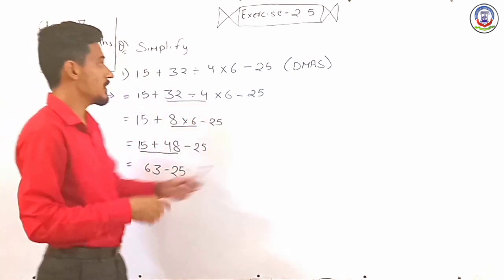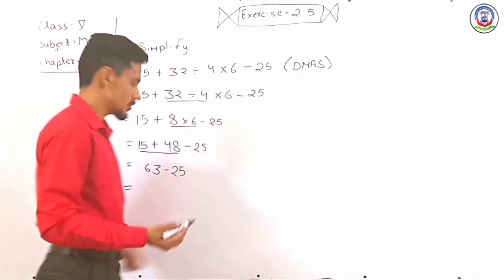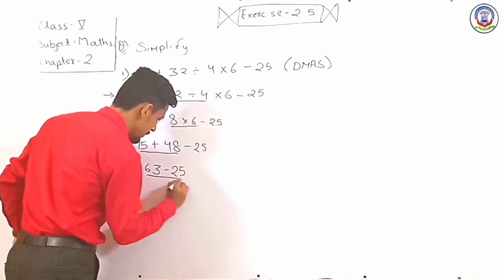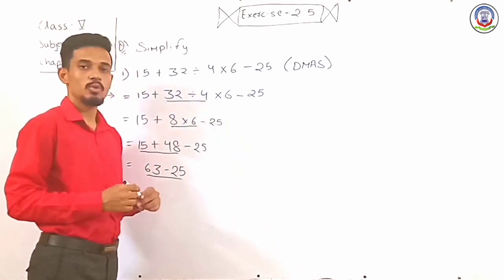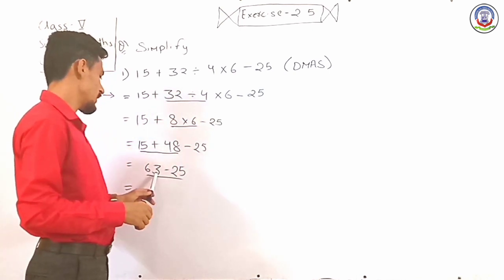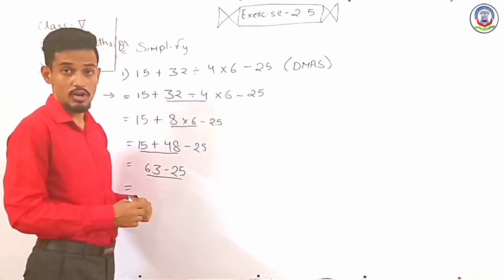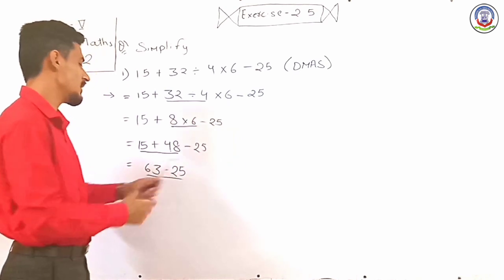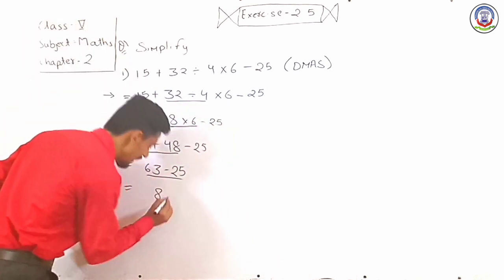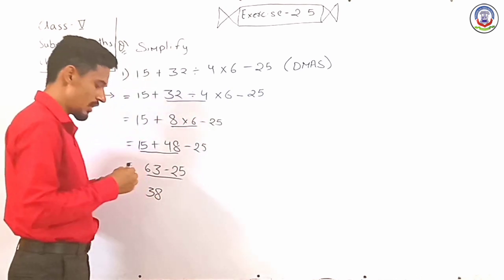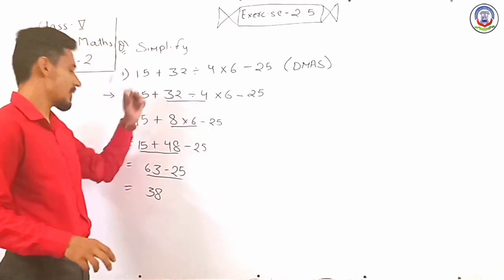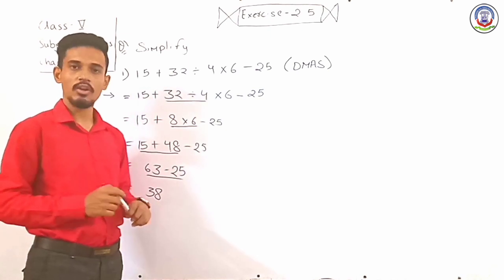Now in the last we have subtraction. As we know, 63 subtract 25. First, 3 subtract 5 is not possible, so we borrow, and 13 minus 5 is 8, and 5 minus 2 is 3. So our simplification of this sum is 38. Okay.